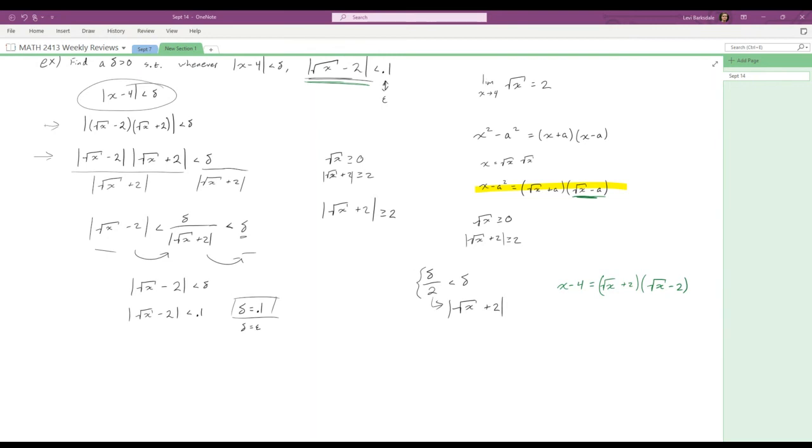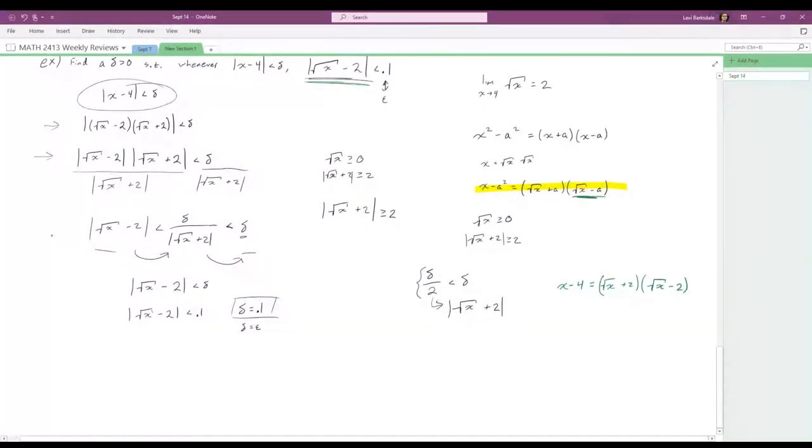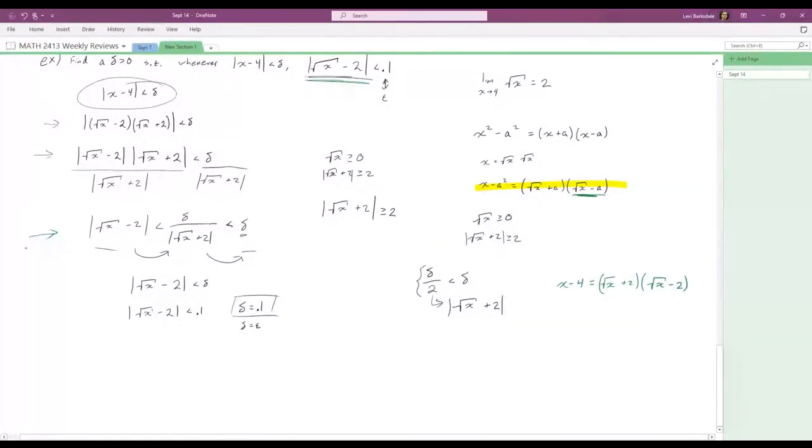So how did I get, sorry, could you repeat that? How'd you get absolute value square root x minus 2 less than delta over absolute value square root x plus 2 less than delta to absolute value square root x minus 2 less than delta? Okay, yeah, that's a good question. Do you understand how I got this equation?